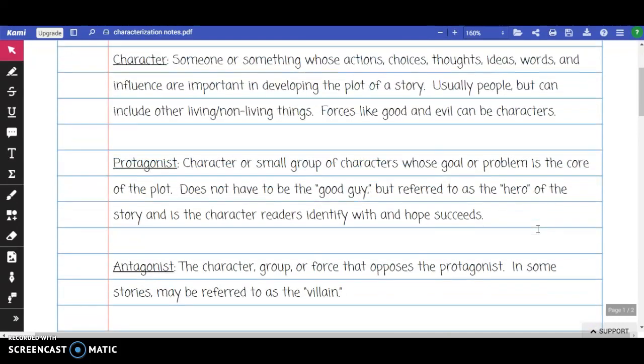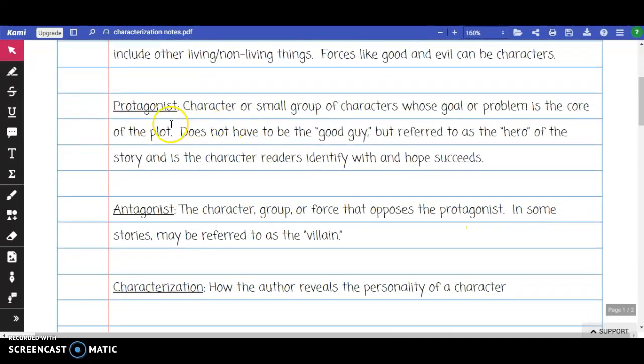There are two very important types of characters, protagonists and antagonists. A protagonist is a character or small group of characters whose goal or problem is the core of the plot. This does not have to be the good guy, but it is referred to as the hero of the story, and this is the character that readers identify with and hope succeeds.